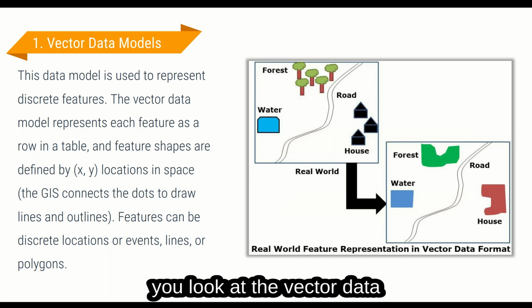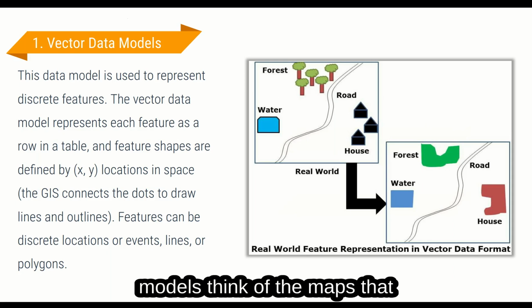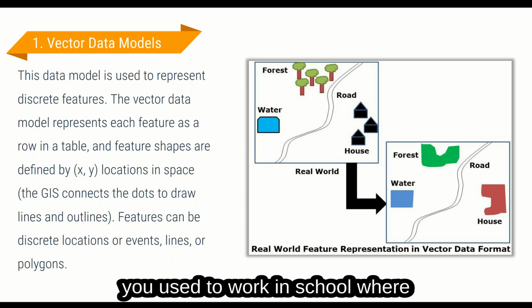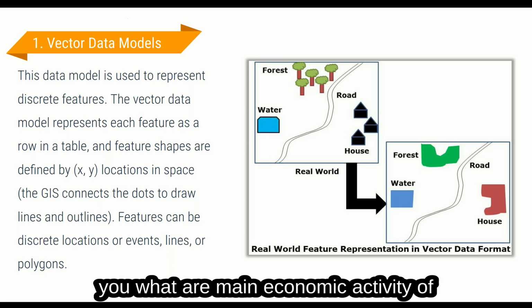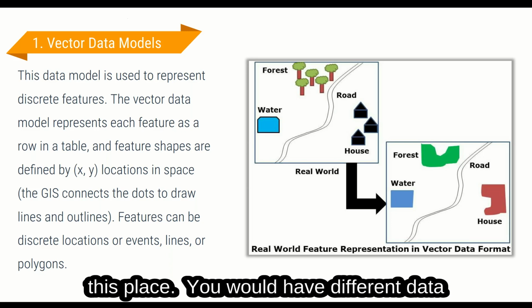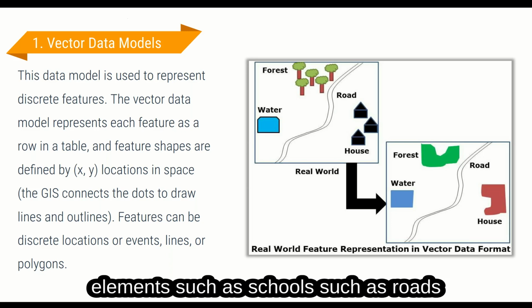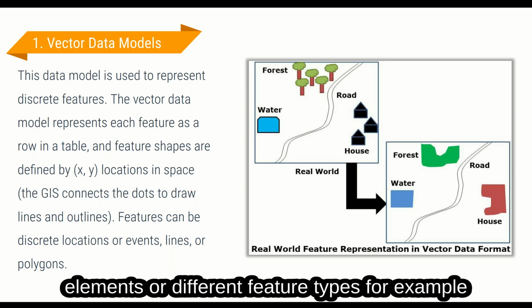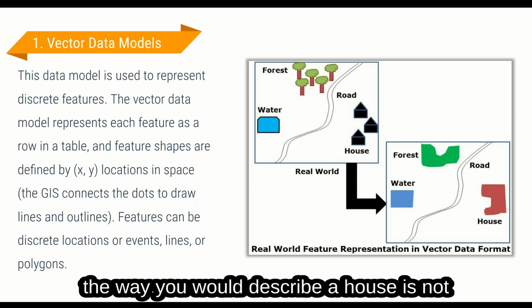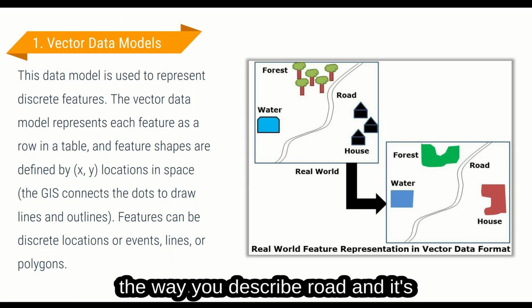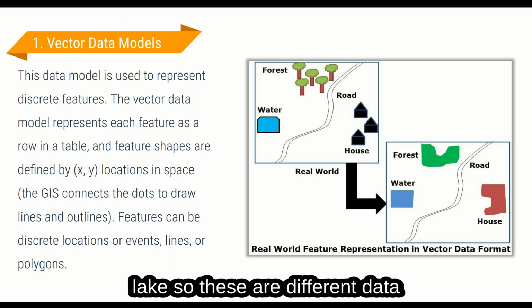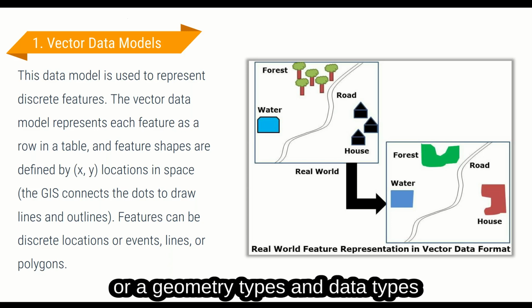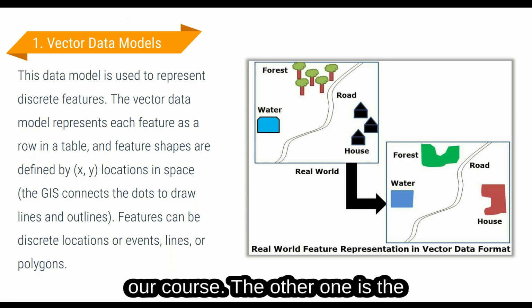For now, if you look at the vector data models, think of the maps that you used to work in school, where you head down a road and someone would ask you what's the main economic activity of this place. You would have different elements, such as schools, such as roads, such as rivers. These are basically different elements or different feature types. For example, the way we describe a house is not the way you describe a road, and it's not the same way we describe a lake. So these are different data or geometry types and data types, which we are going to handle within our course.